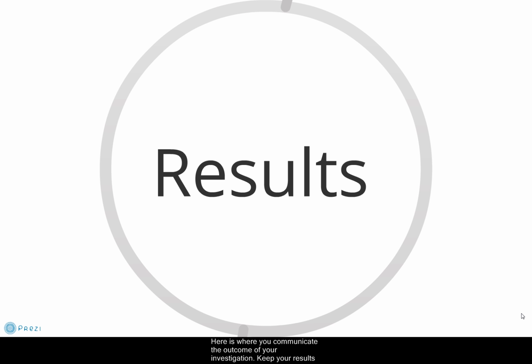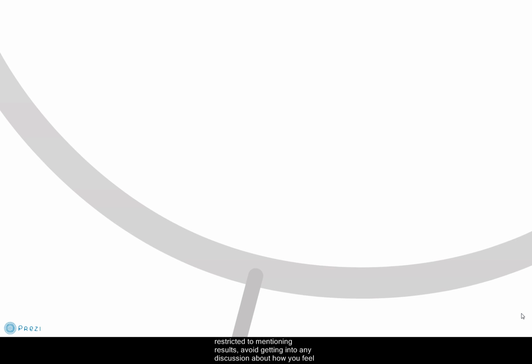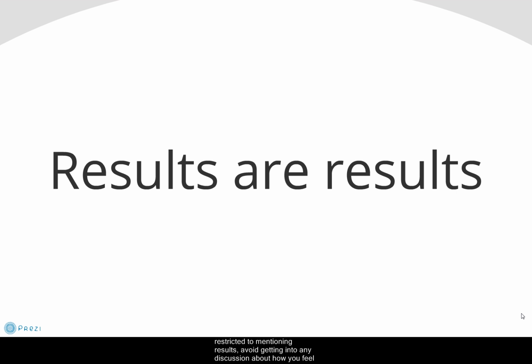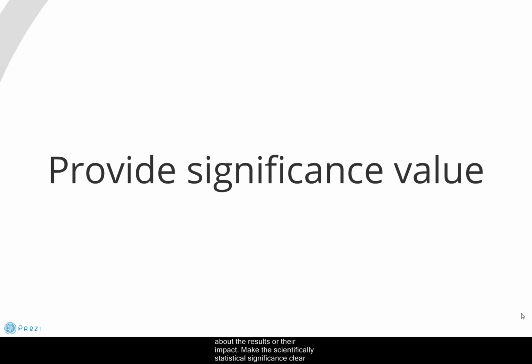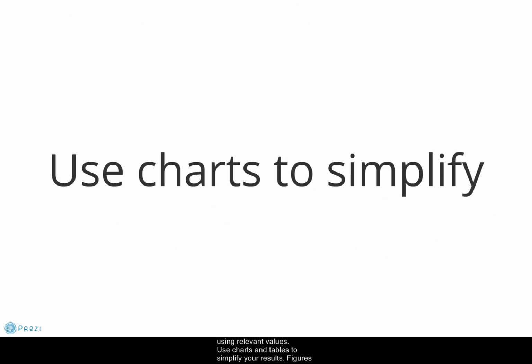Here is where you communicate the outcome of your investigation. Keep your results restricted to mentioning results. Avoid getting into any discussion about how you feel about the results or their impact. Make the scientifically statistical significance clear using relevant values. Use charts and tables to simplify your results. Figures that are difficult to understand only confuse readers, so keep figures concise and relevant.